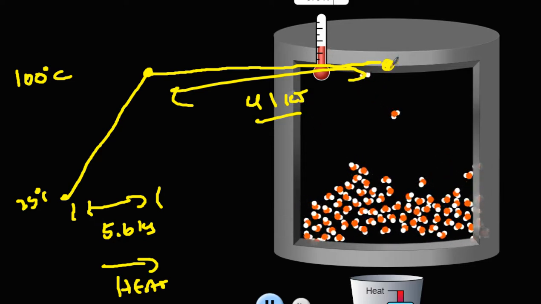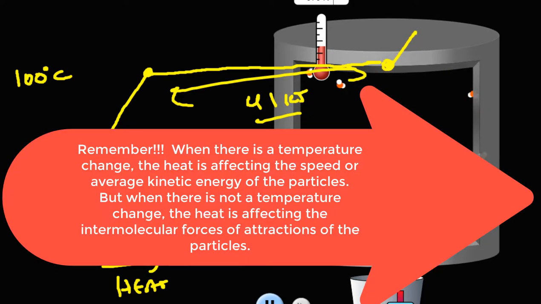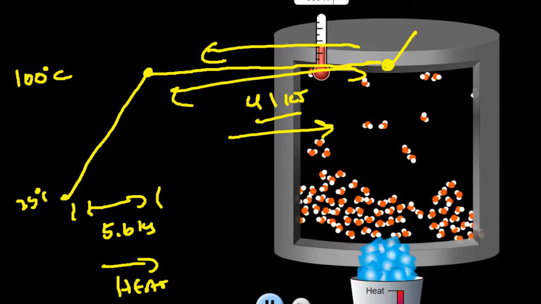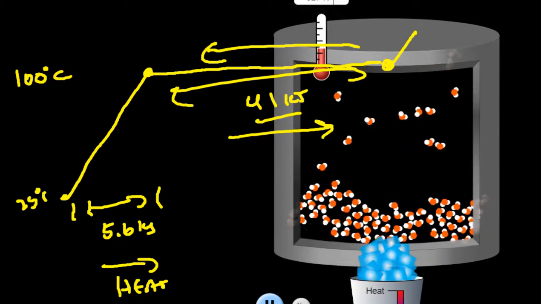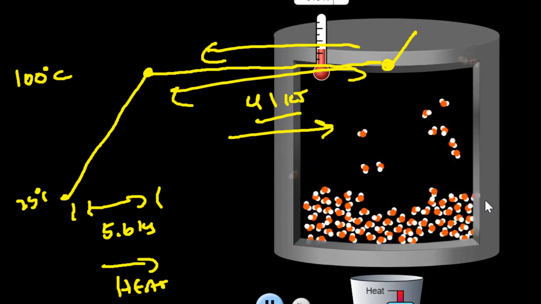Once we boil all of it, now the temperature can begin to rise again as we continue to pour in heat. Keep in mind, it also takes 41 kilojoules to release, to condense it. So if it takes 41 kilojoules to boil 1 mole of water, it's going to take 41 kilojoules releasing to condense it. As we release heat here, you can see it becomes liquid water again, and the particles are going to move slower and slower and slower.